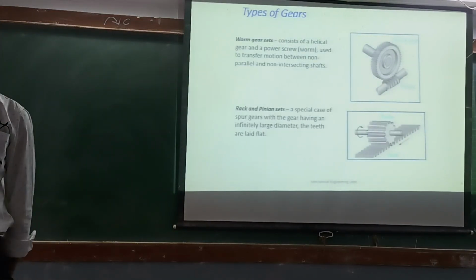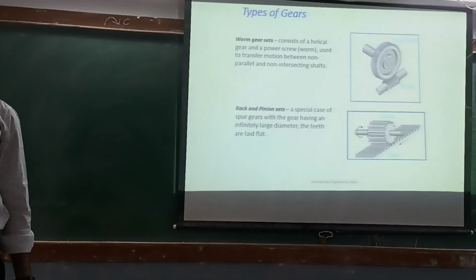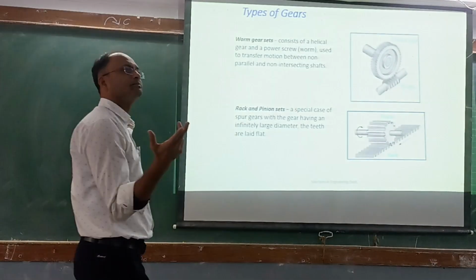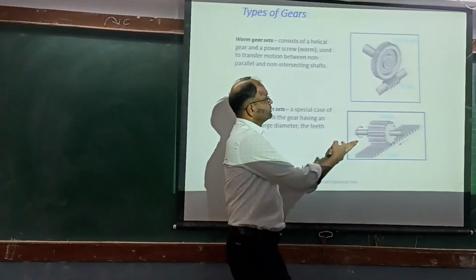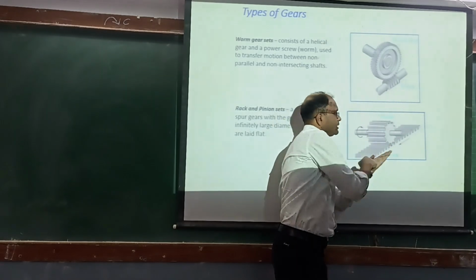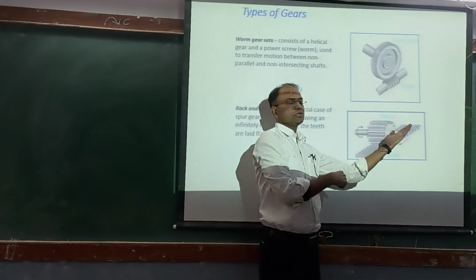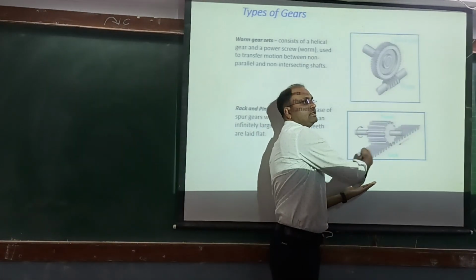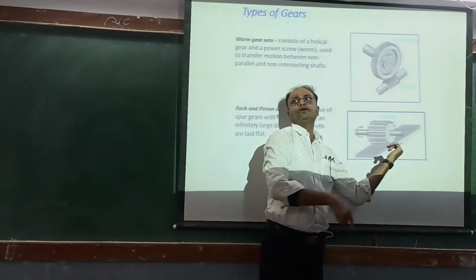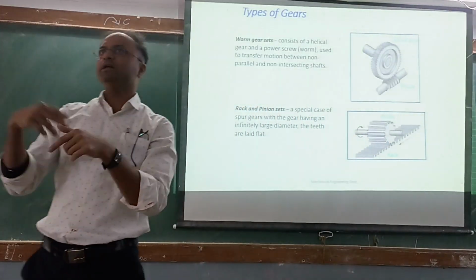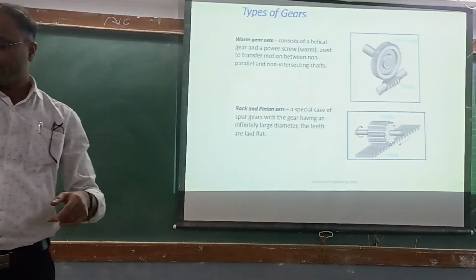Rack and pinion is used for converting angular motion. This rotary motion will be converted into linear motion, or if this is the driver, linear motion will be converted into rotary motion, vice versa. Okay, rotary to linear or linear to rotary, rack and pinion.